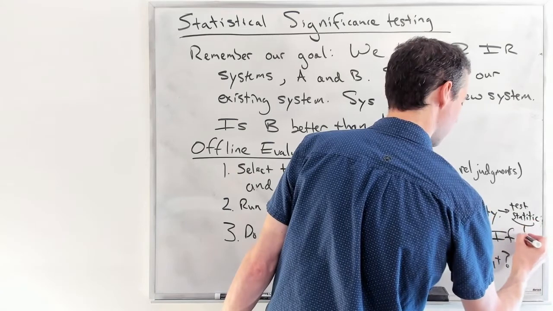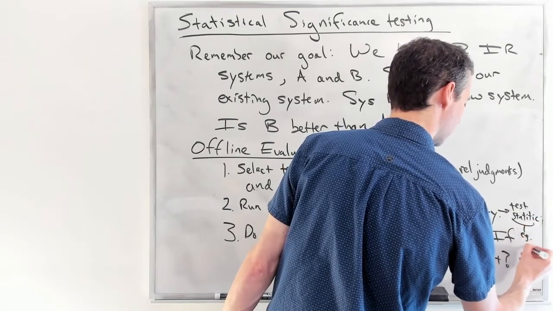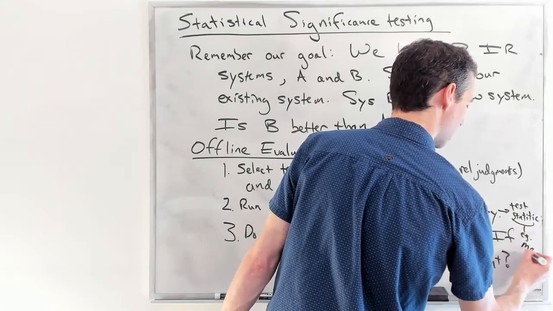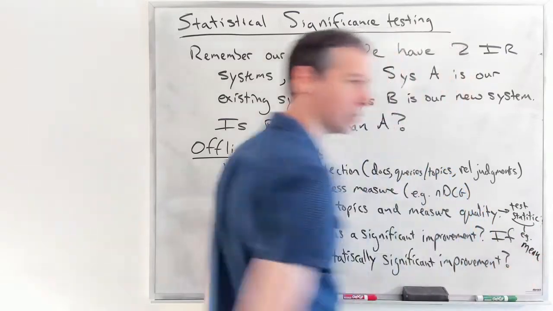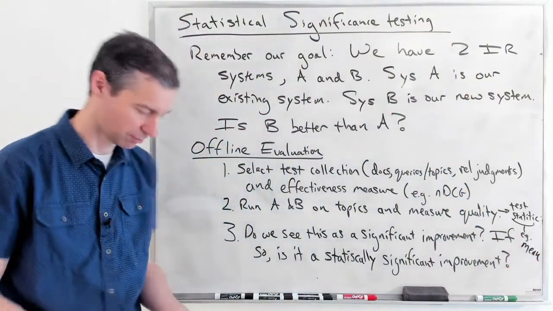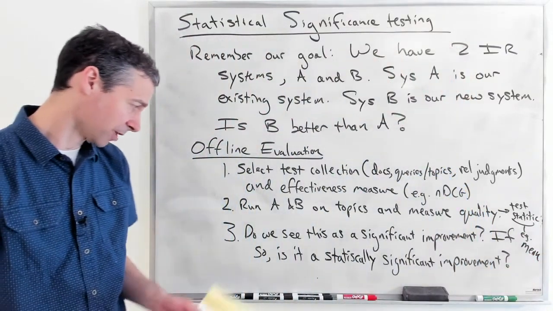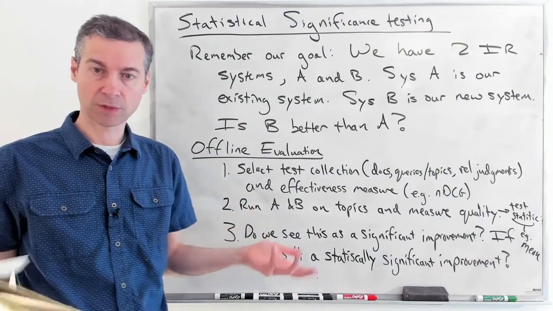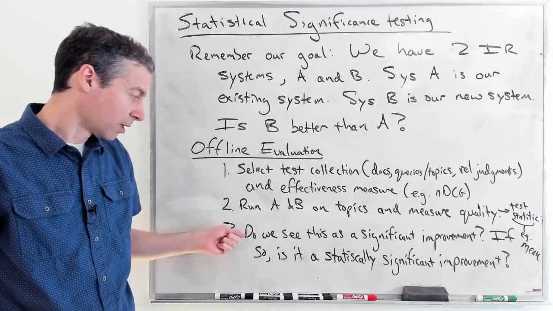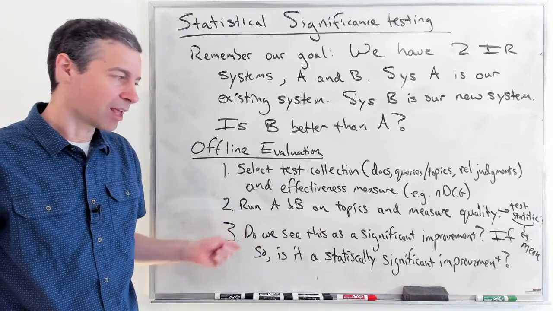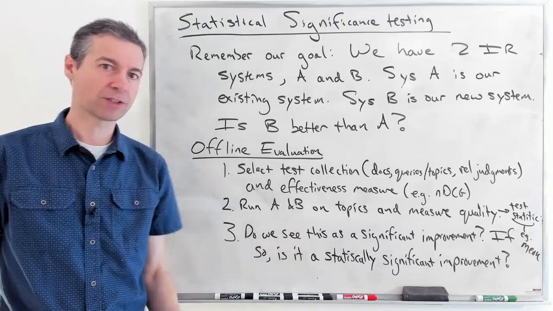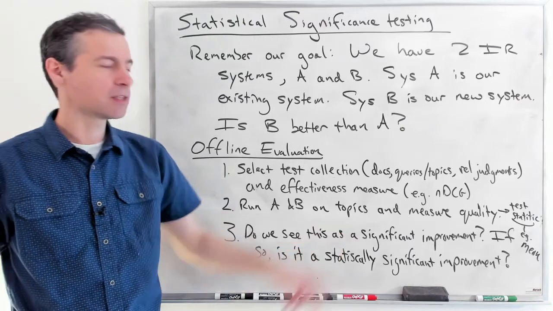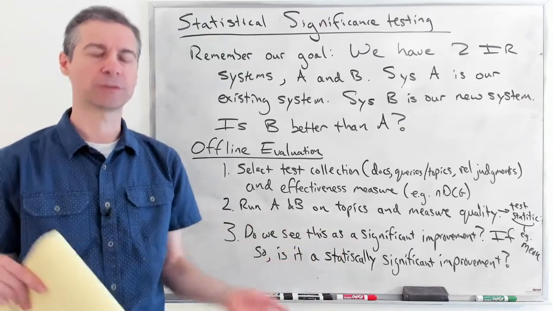And I'll say, for example, the mean, because I can write mean there easier than I can write the word average. Same difference. Same thing. Anyway, so now we get the, let's say, the mean difference, okay? All right. The first question you need to ask yourself is, do I see this as a significant improvement?